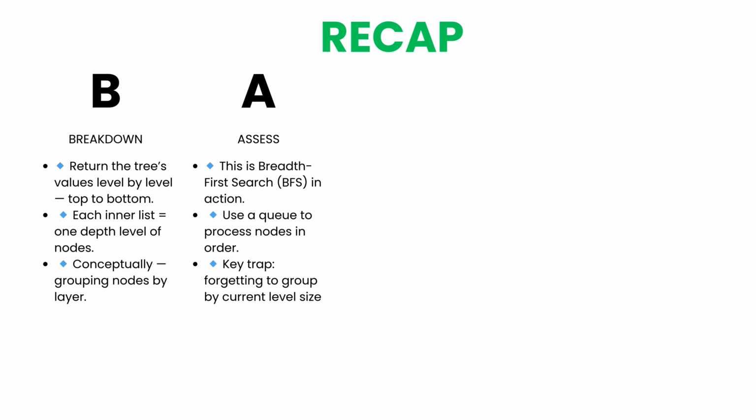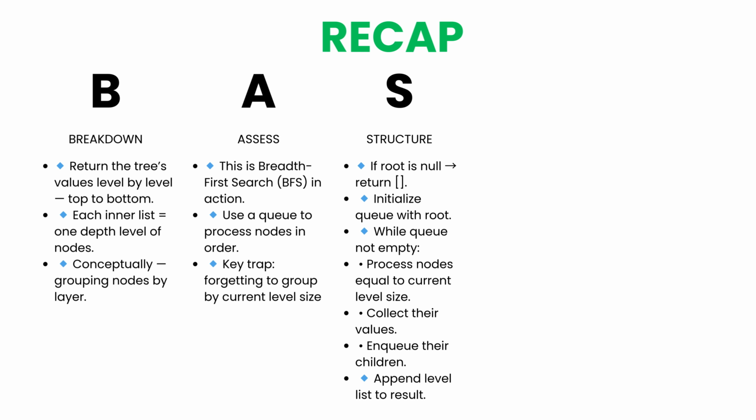We recognized that breadth-first search is the perfect fit, using a queue to process nodes in order, one level at a time. The key challenge was keeping track of the queue size each round, so we only process nodes from the current level. Our plan: check for an empty tree, initialize a queue with the root, loop until it's empty, collect values for each level, and enqueue child nodes for the next round.